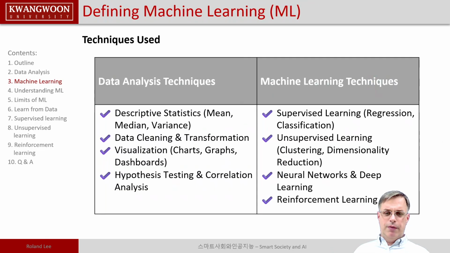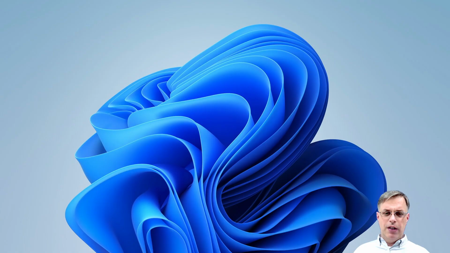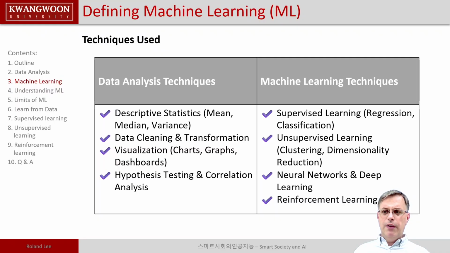Okay, not so fast, slow down, let's see. So here again, we talk about descriptive statistics, mean, median, and variance. Data cleansing and transformation we mentioned before, right? Also visualizations, so charts, graphs, dashboards, and hypothesis testing and correlation analysis. So these are the techniques of data analysis.